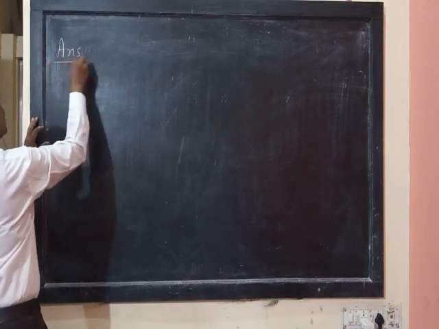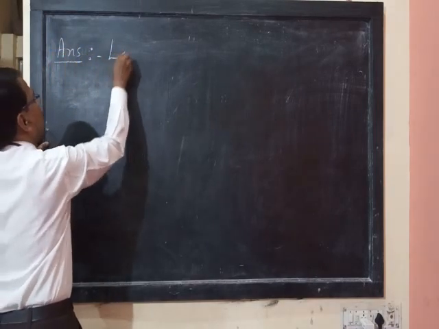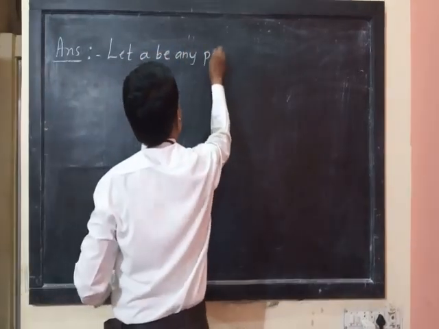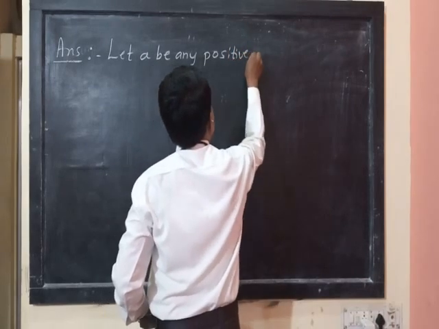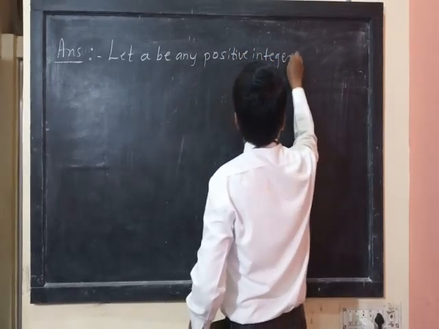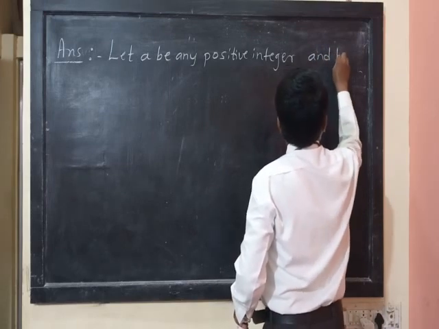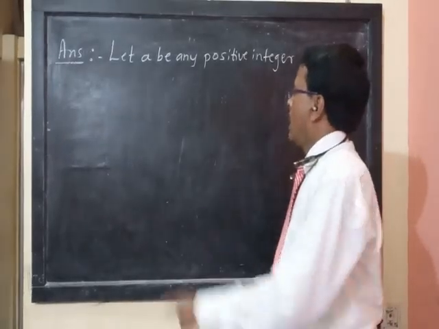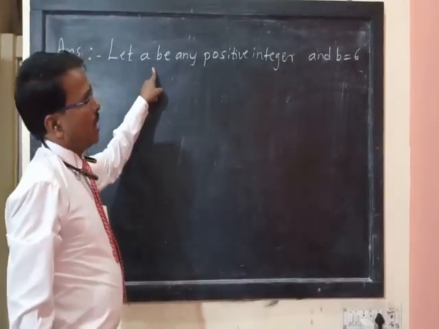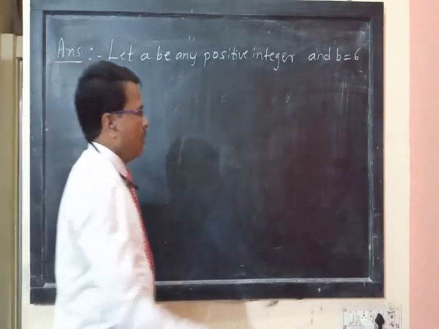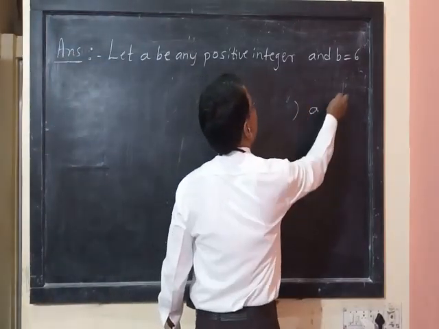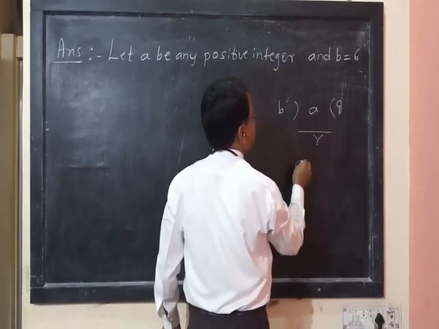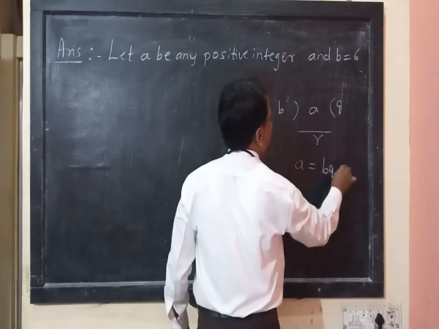Answer: Let a be any positive integer and b equal to 6. We know that when a is divided by b, we get the quotient q and the remainder r, and the relation is a equal to b into q plus r.